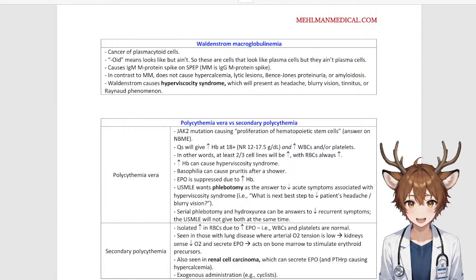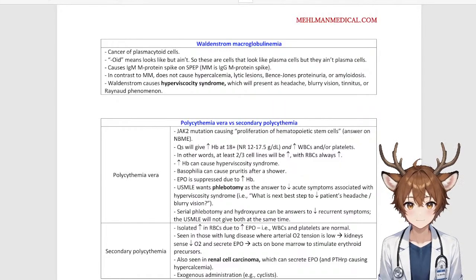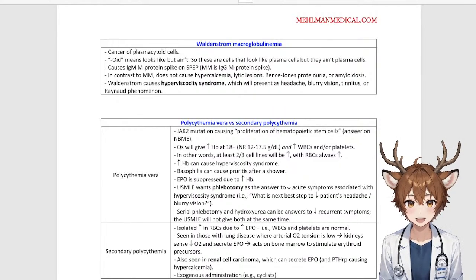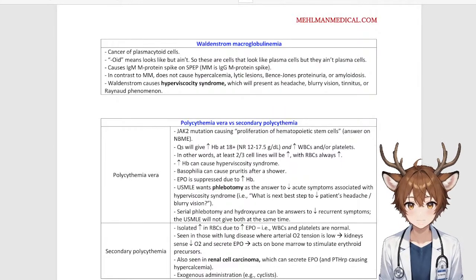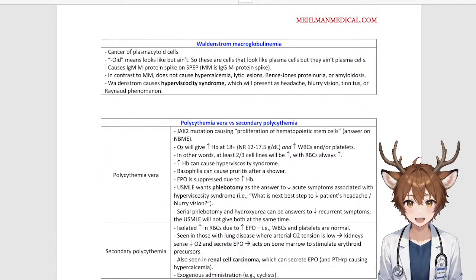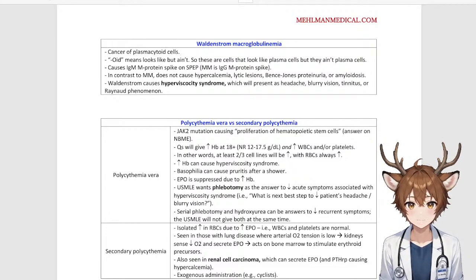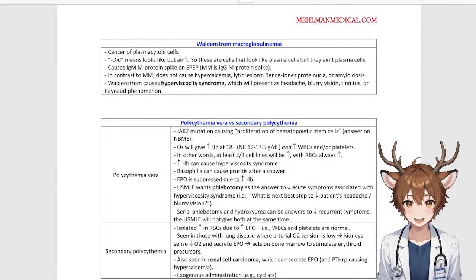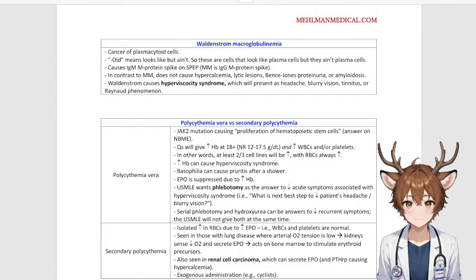Polycythemia vera versus secondary polycythemia. So for polycythemia vera, JAK2 mutation causing proliferation of hemopoietic stem cells. Answer on MBME: questions will give an elevation in hemoglobin at 18 plus, normal range should be 12 to 17.5, and an elevation of white blood cells and/or platelets. In other words, at least 2 of 3 cell lines will be elevated, with RBCs always being elevated.